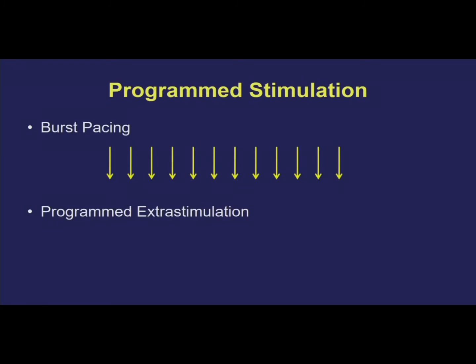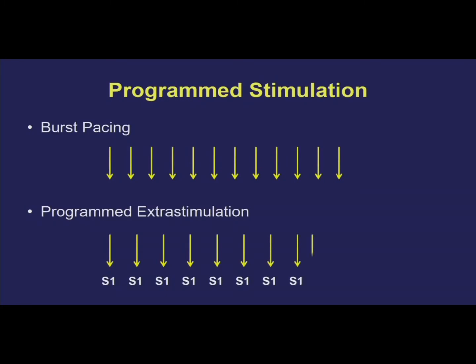Programmed stimulation is pretty formulaic. Usually people will deliver 8 beats at one particular rate, usually 600 milliseconds, which is 100 beats per minute, or 400 milliseconds, which is 150 beats per minute, for 8 beats in a row to create a very stable, predictable electrical environment. And then we put in early beats thereafter. And this is what it would look like.